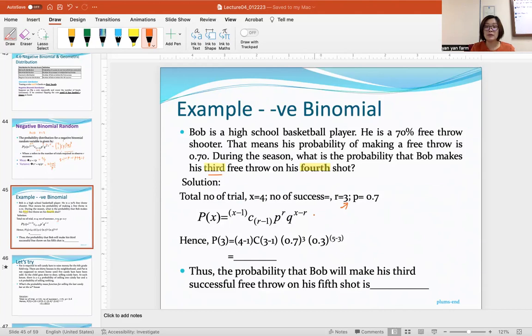So I just put in the values. I know that I have tried 4 times, and the number of successes is 3 among them, and my success rate is 0.7. My r is 3. 0.3 to the power of x, which is 4 minus 3. Okay, so this is wrong.